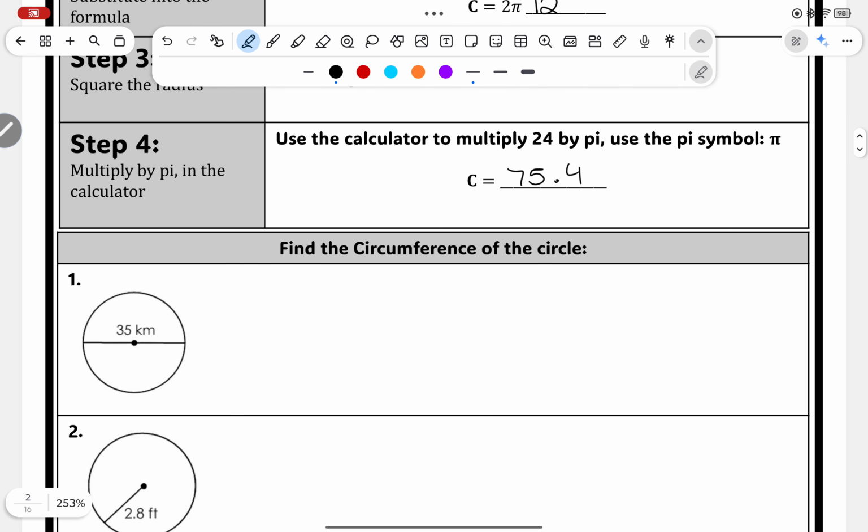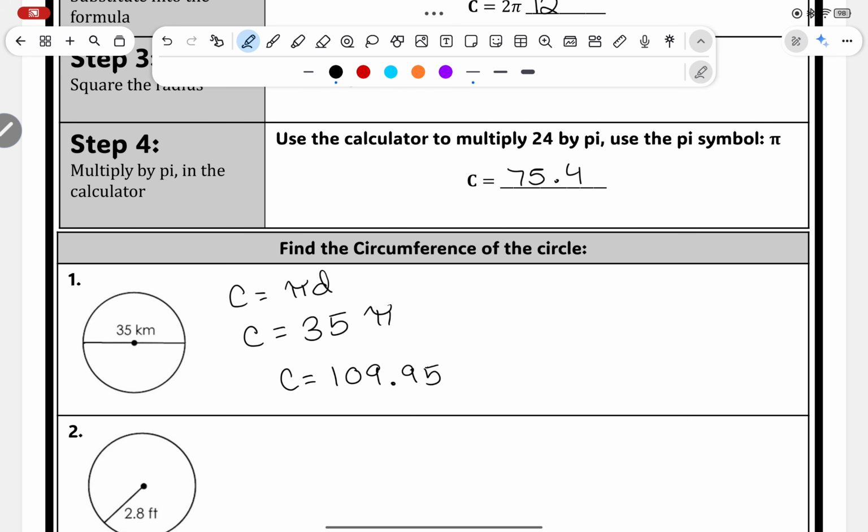So looking at my first example, I have 35 kilometers, and I actually have a diameter. So because my circumference formula for a diameter is pi times diameter, I'm just going to plug in my 35 for the d. So I get my circumference is equal to 35 pi. So when I verify my circumference, I multiply 35 times my pi symbol, and I get a circumference is equal to 109.95.